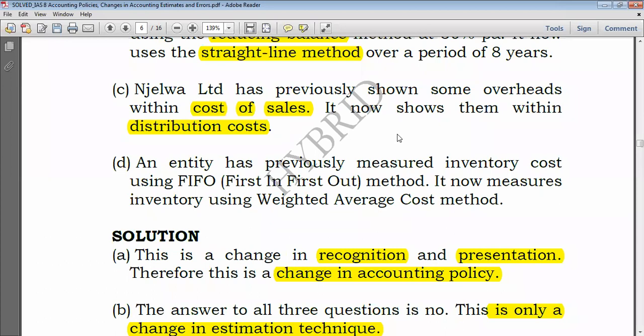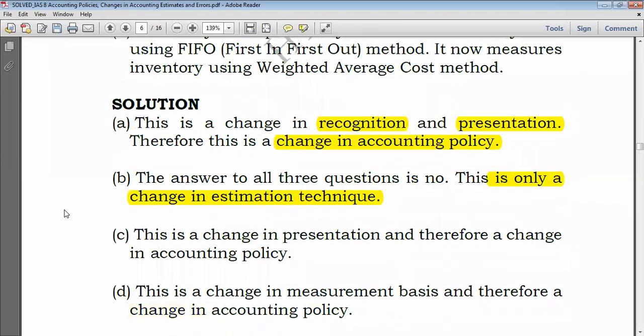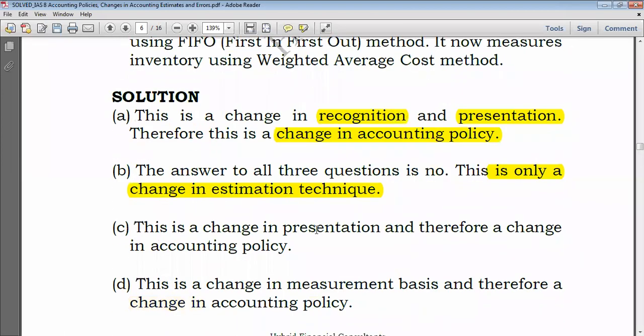So this is not a change in recognition, but it is a change in presentation because we have changed the line item used. We were using cost of sales, but now we are using distribution cost. So this would constitute a change in presentation, and a change in presentation means a change in accounting policy. I hope you got me here.